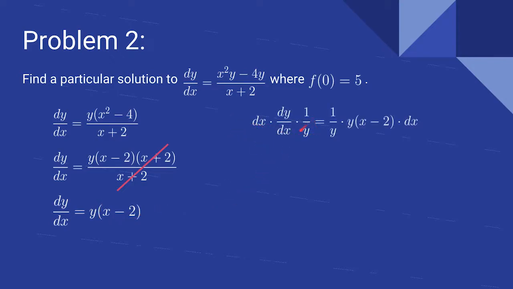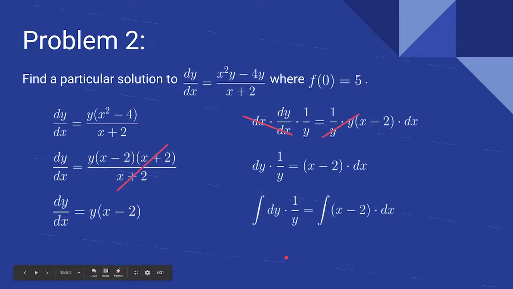I'm going to start moving things over by multiplying both sides by 1 over y, and that cancels out this y. Then multiplying both sides by dx, which cancels out the dx over here. Then we're left with dy times 1 over y equals (x minus 2) times dx. Now to get rid of the dy and dx, we integrate both sides. 1 over y integrates to the natural log of the absolute value of y. Then this integrates to x squared over 2 minus 2x. Making sure to remember the plus c.